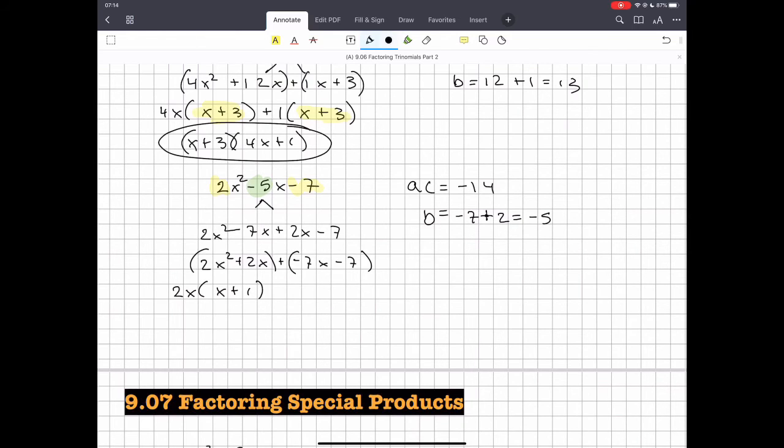On the left side here, negative 7x minus 7, they have a negative 7 in common. So divide that out, and that leaves me with x plus 1. We can see that these are our greatest factors now. So we divide those out, and we get 2x minus 7. And that would be our answer.